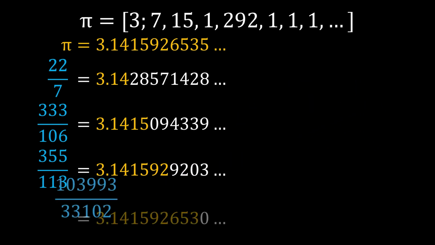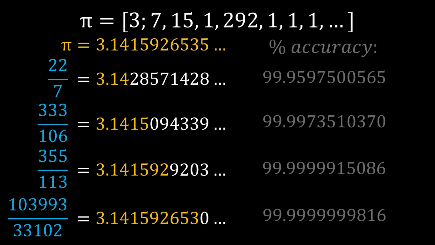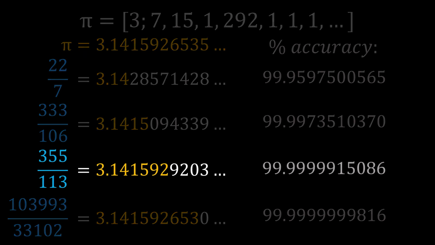As you can see, we were able to get really great approximations for pi without using too many terms in the continued fraction. These fractions are called the convergents of the continued fraction. It's actually been proven that the continued fraction convergents of any irrational number are the best fractional approximations of that irrational number for their size. The 355 over 113 approximation is especially impressive for its size, coming in at over 99.99999% accurate, with only a 3-digit denominator.